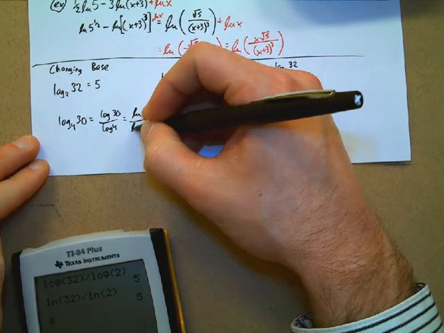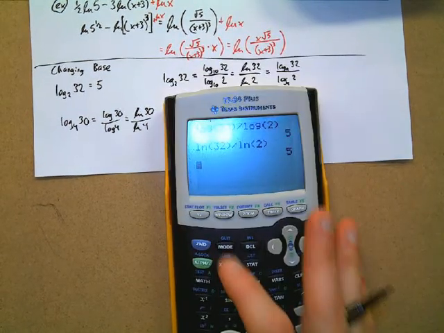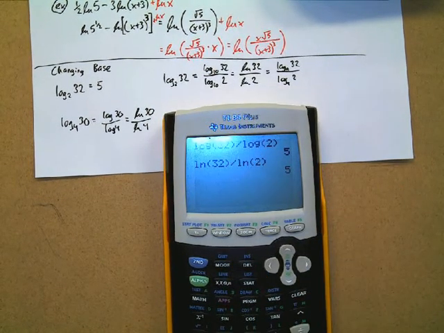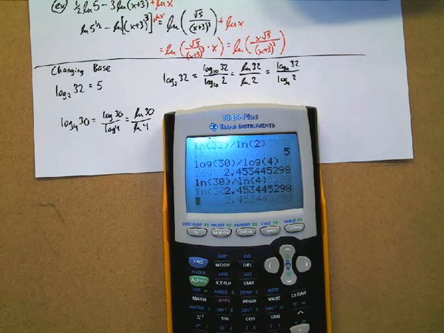Or natural log of 30, and again, don't forget to close those parentheses, divided by natural log 4. Same decimal, 2.4544, whatever. The same thing. So I'll round to 3 decimal places. If the directions don't specify, 3 decimal places is a good number to round to.